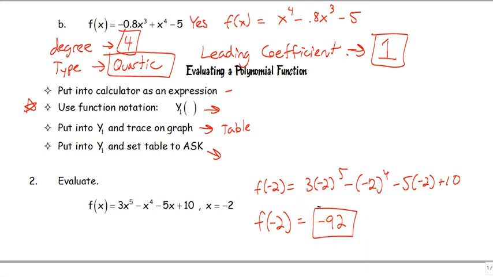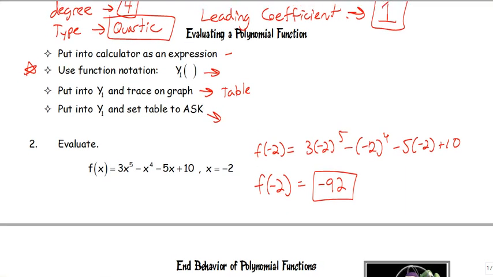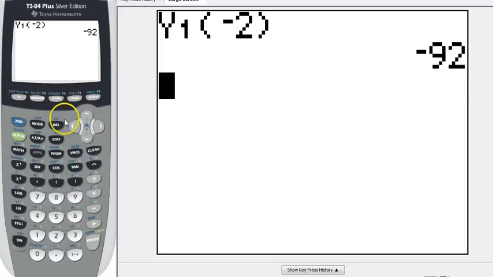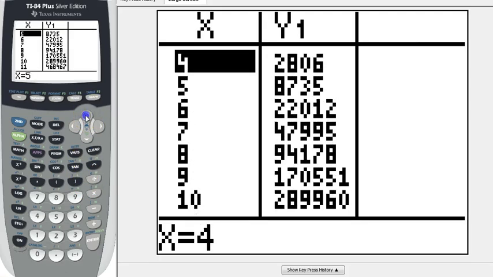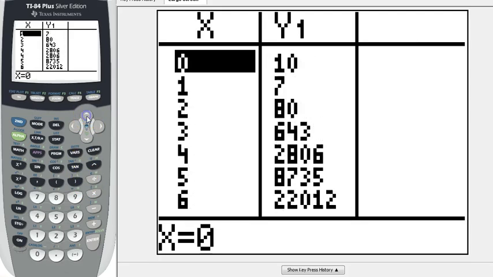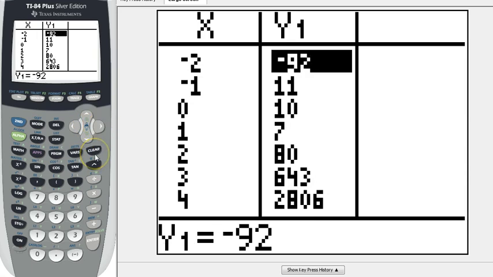Okay. So you could also look at the table for that. If you had the table you wanted to look at, like second table, and you go to x is -2, and sure enough it's -92. That's another way to check it. A bunch of different ways to check that.